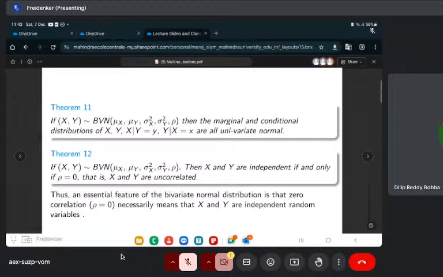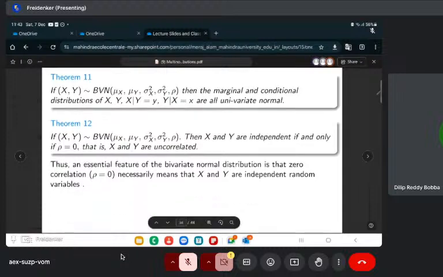Now, what is the additional information that you require? What is the mean? What is the variance? For x, it is mu x and sigma square x. For y, it is mu y and sigma square y. For x given y, what is the mean of x given y? It is mu x plus rho sigma x by sigma y into y minus mu y. Variance was sigma x square into 1 minus rho square. The opposite is the case for y given x. Okay, that is one theorem. Nice. We know they're all normal.